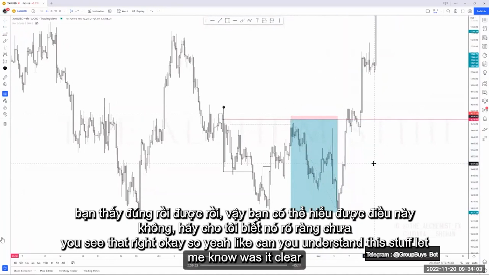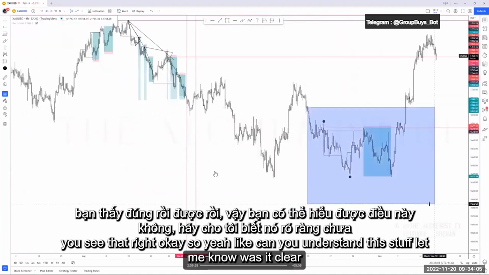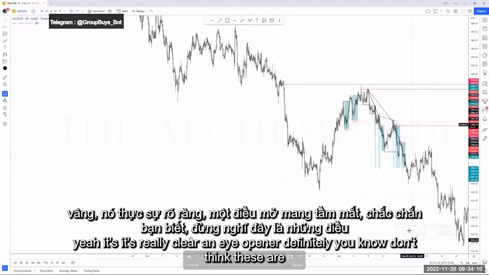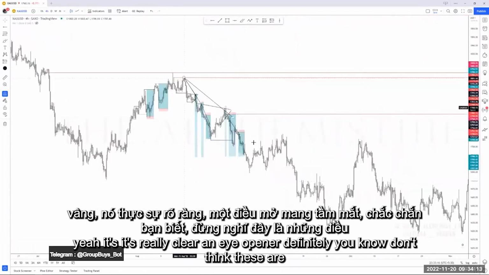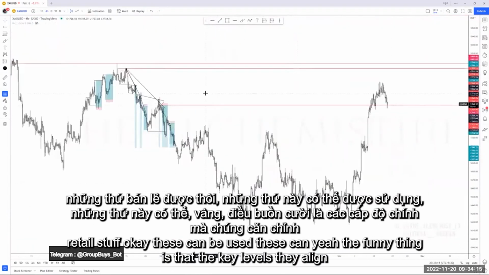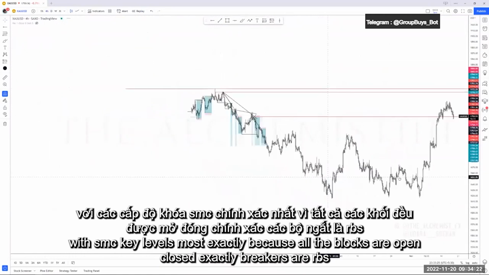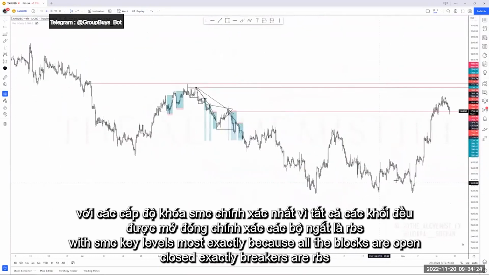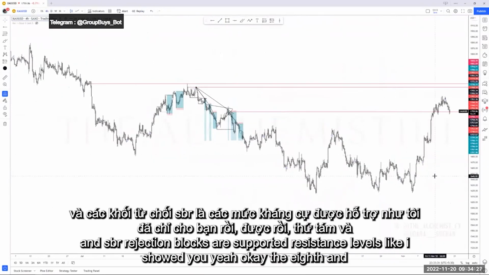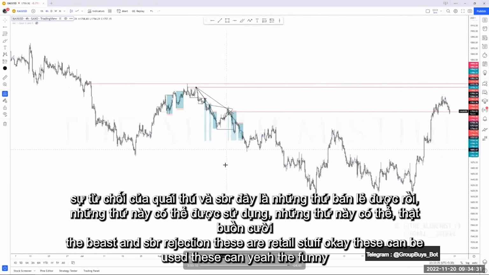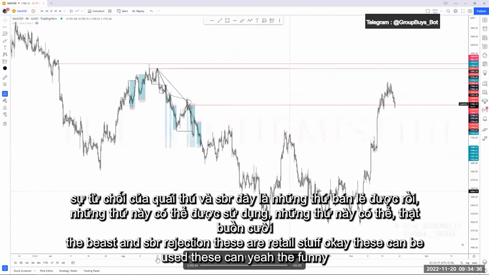Can you understand this stuff? Let me know. Was it clear? Yeah, it's really clear, an eye opener, definitely. Now, don't think these are retail stuff. These can be used. The funny thing is the key levels align with SMC key levels most of the time. Order blocks are open close levels, breakers are RBS and SBR, rejection blocks are support and resistance levels, like I showed you.